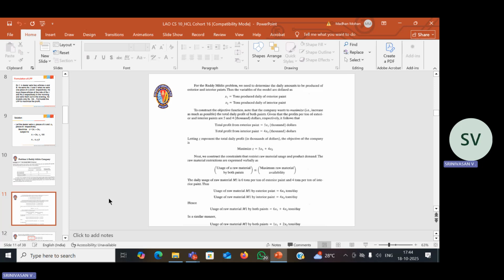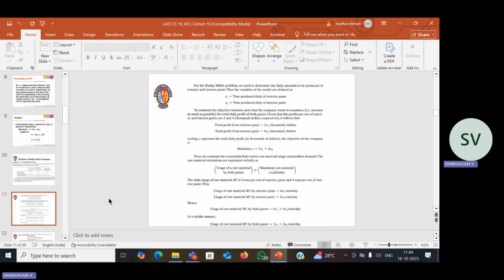Okay. What else is given? They are the constraints, isn't it? Next, we construct the constraints that restrict raw material usage and product demand. There are two constraints. One is raw material usage, another is product demand.